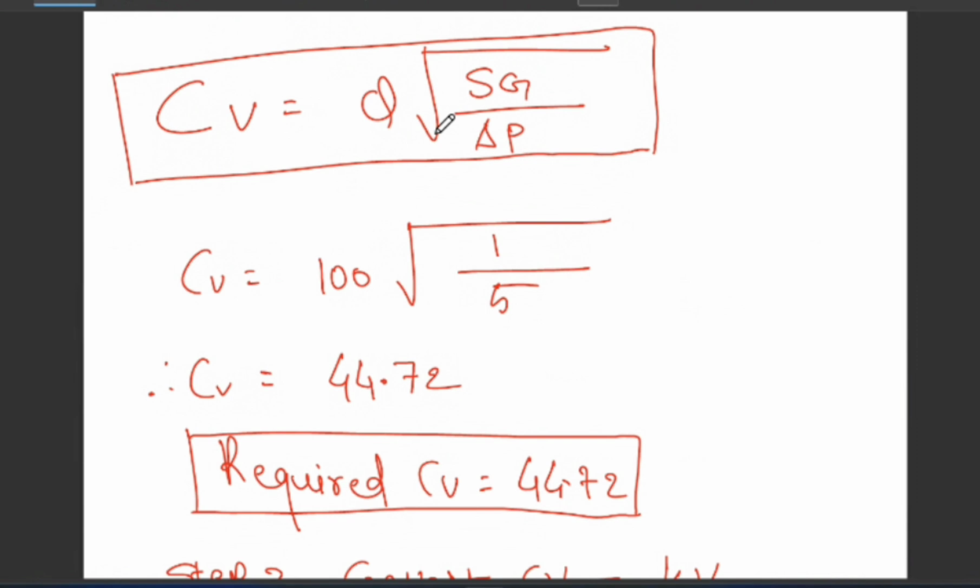Why is it so, I will tell you. Now suppose your CV is a dimensionless valve flow coefficient. Dimensionless, it is a flow valve coefficient. It is not a dimension. It is not with dimensions. It is just a flow valve coefficient.